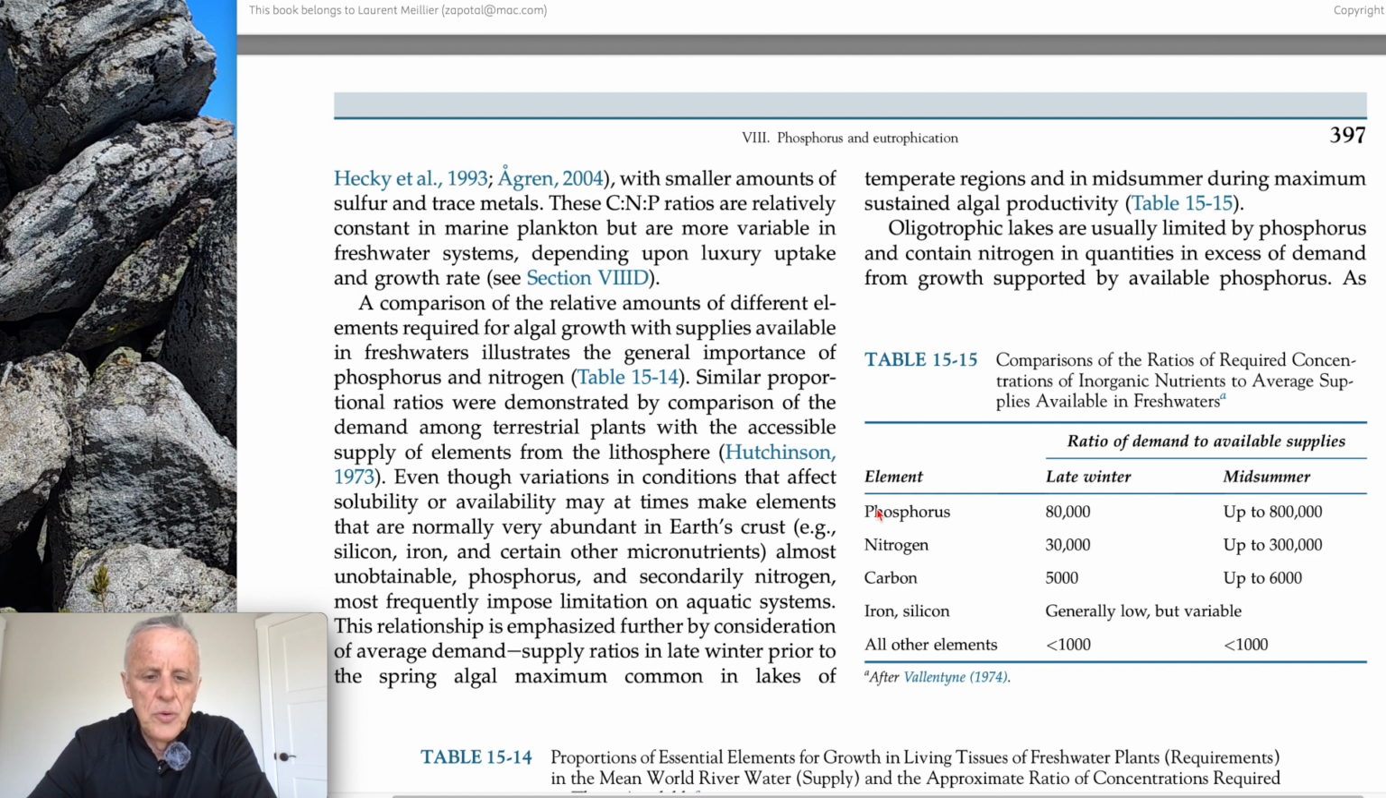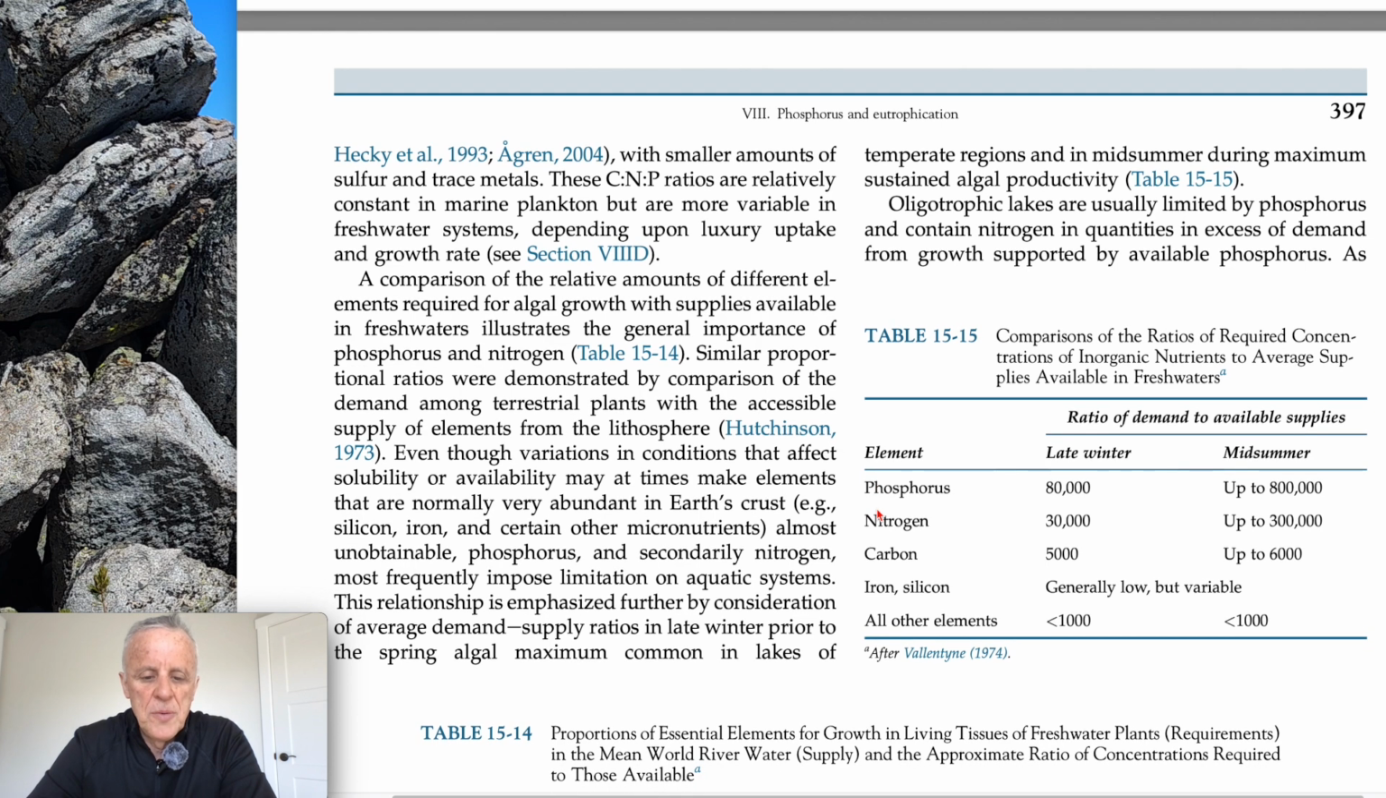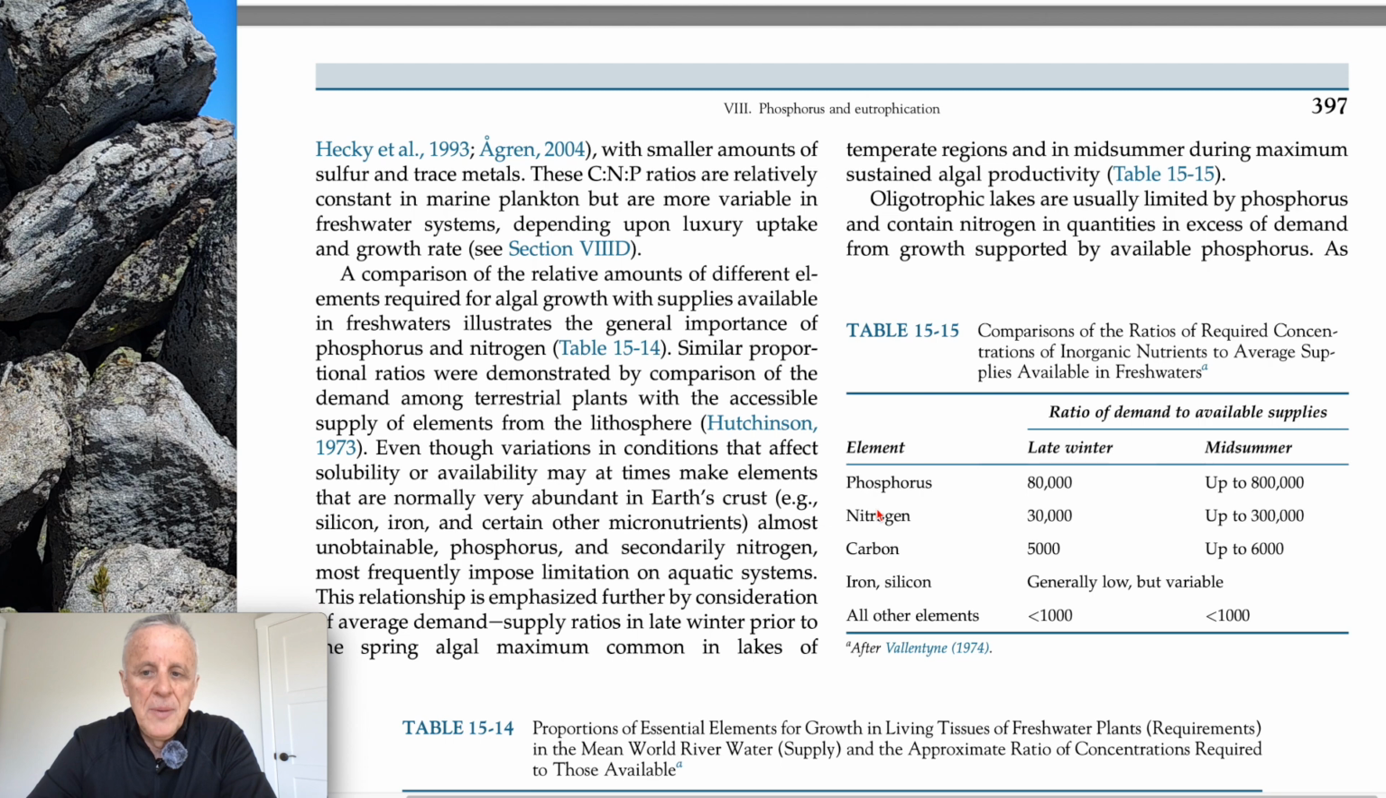Similar proportional ratios were demonstrated by comparison of the demand among terrestrial plants with the accessible supply of elements from the lithosphere. Even though variations in conditions that affect solubility or availability may at times make elements that are normally very abundant in Earth's crust almost unobtainable, phosphorus and singularly nitrogen most frequently impose limitation on aquatic systems. This relationship is emphasized further by the consideration of average demand-supply ratios in late winter prior to the spring algal maximum common in lakes of temperate region and in midsummer during maximum sustained algal productivity.